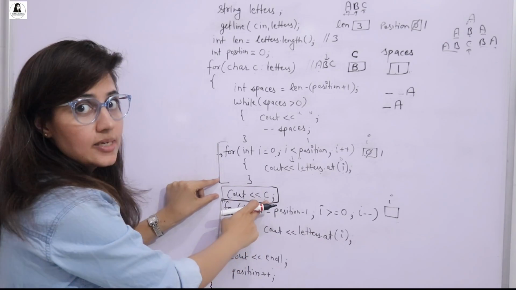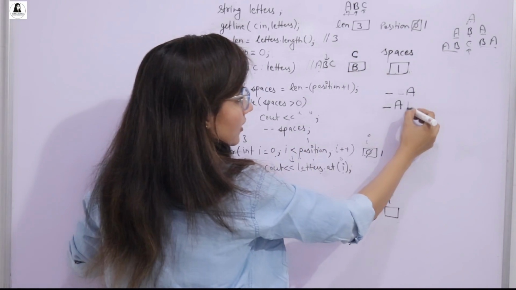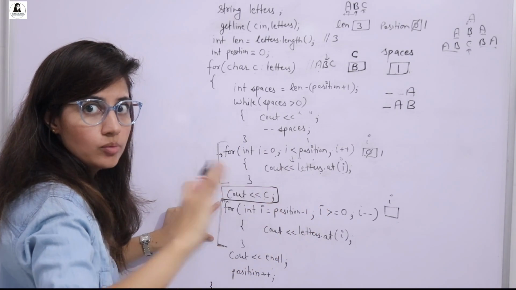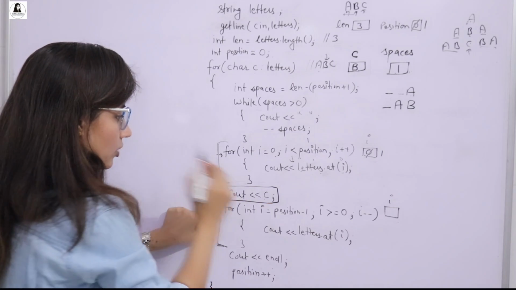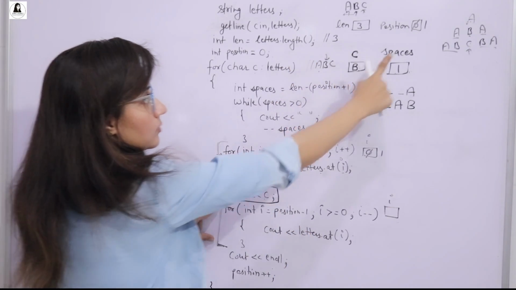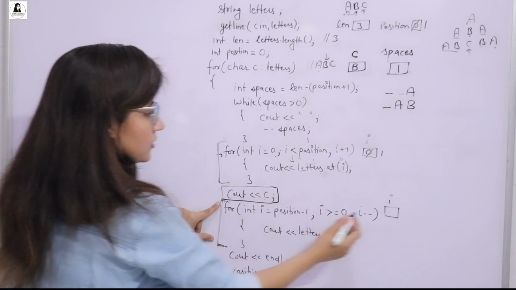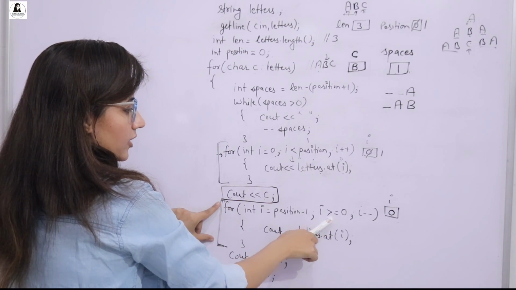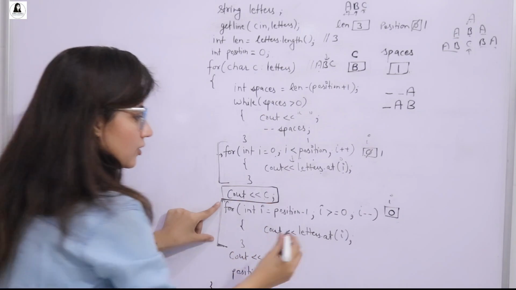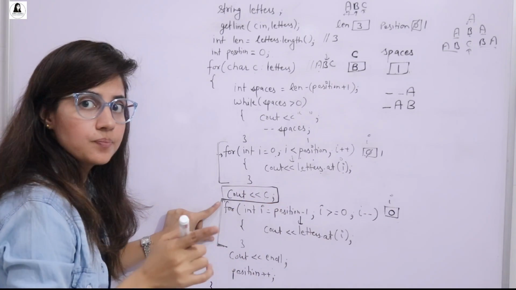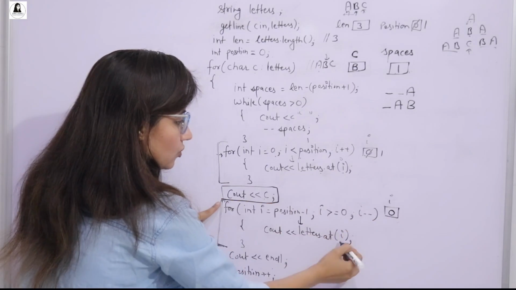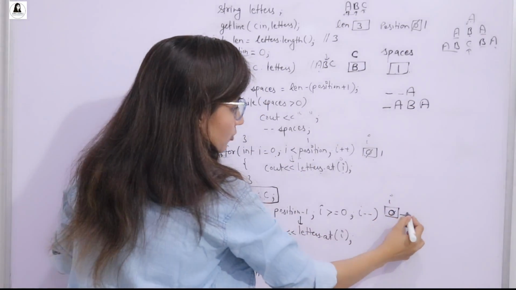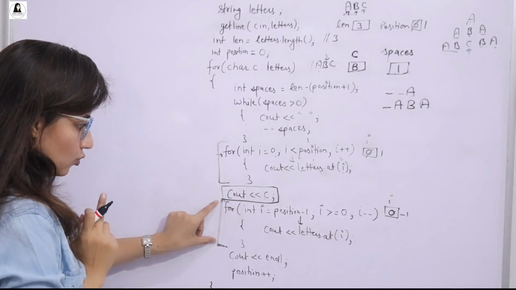Now the current character in C is B. Current character in C is B, so the current character would be printed. And after this current character, whatever is remaining would be printed in reverse order, right? So now I is equal to position minus 1. Position is right now 1. So 1 minus 1 is 0. So I is 0. Condition: 0 greater than or equal to 0. Yes. Condition true. So we'll enter here and whatever is there at I would be printed. So I is right now 0. So at 0 we have A. So again A would be printed. Now I minus minus, I becomes minus 1. Is this condition true? No. So out from this for loop, endl.